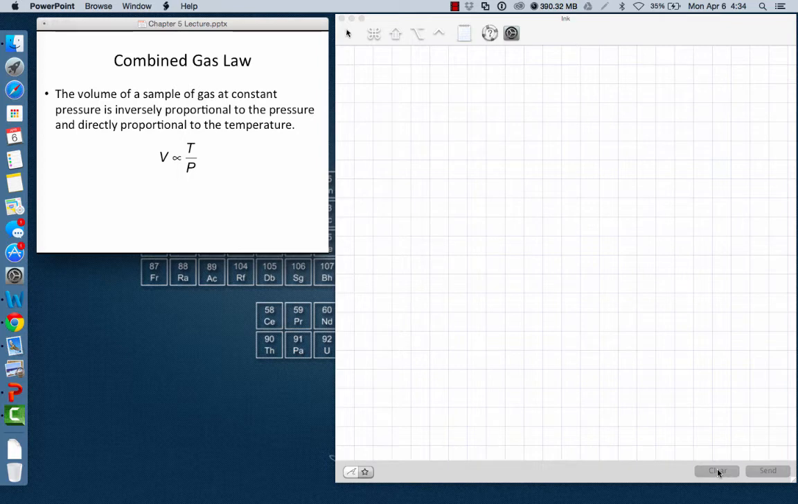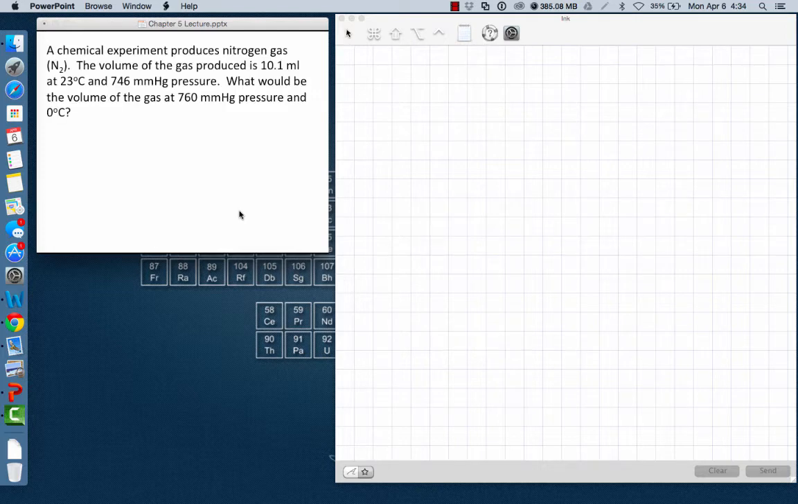Okay, so now if we combine all these gas laws, we get a whole thing here. Volume is inversely proportional to pressure, but directly proportional to temperature. So we can combine these, and we'll get P1V1 over T1 equals P2V2 over T2. So let's see how this works in a problem.